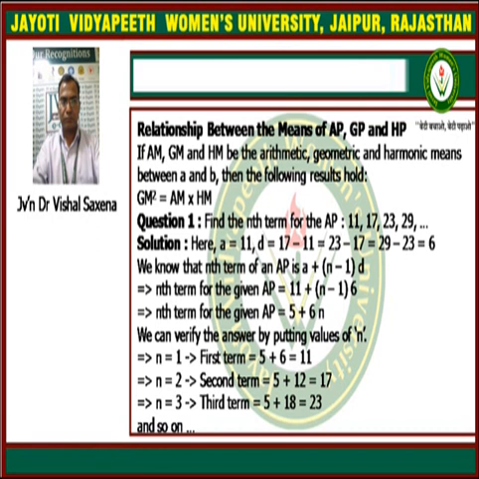Now when we put n equal to 1, we get the first term of the arithmetic progression, which is 11. If we put n equal to 2, then the second term is 5 plus 12, which is equal to 17. If we put n equal to 3, then the third term is obtained as 23, and so on.